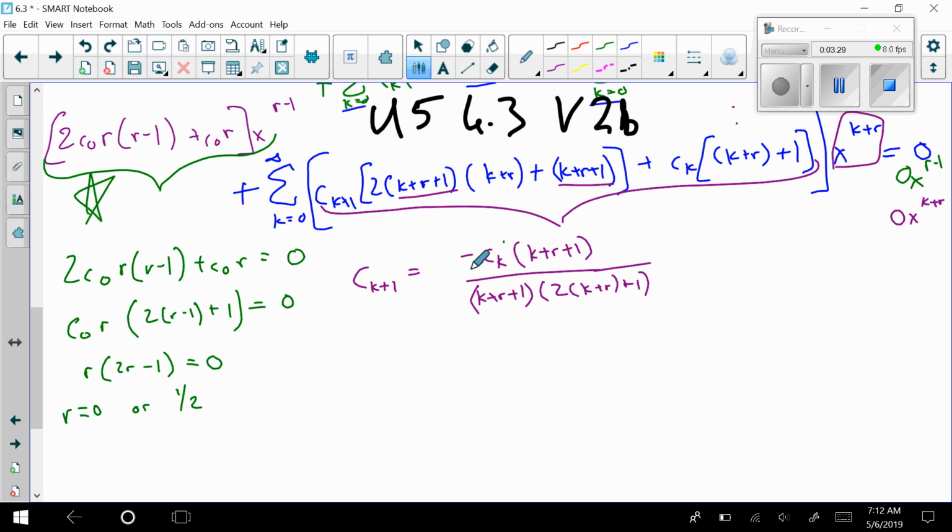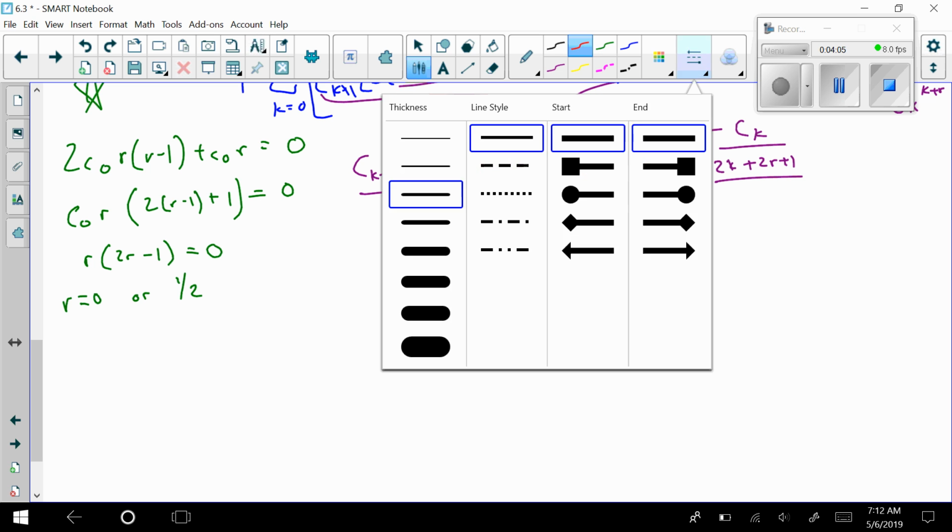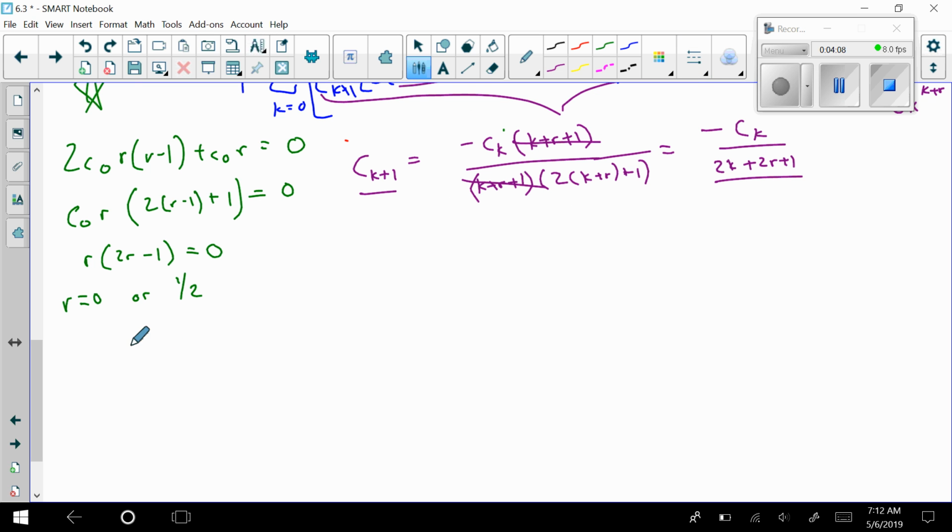I've placed it on the bottom because I have to divide it over to get this thing by itself. I see that these cancel out beautifully, which just gives me a negative c sub k over, well, I can factor this through and push it through, so this would be a 2k plus 2r plus 1. And that is my c sub k plus 1. Here, what's happened is I've gotten 2 r values. Because there are 2 r values, it's like I have 2 cases, so let's do it for each case.